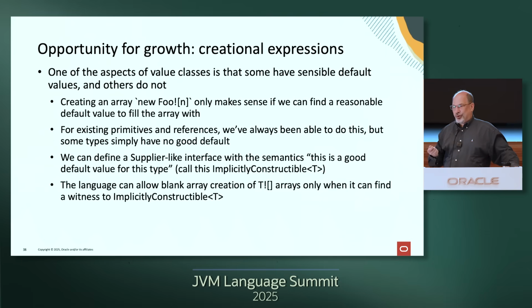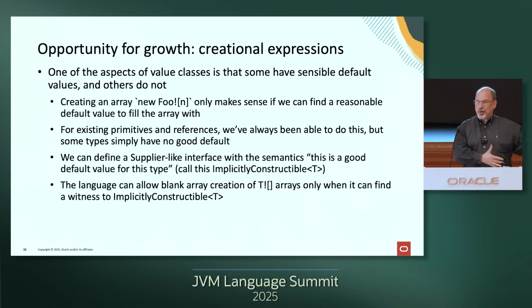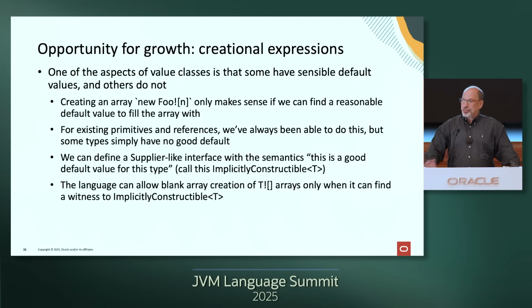And if it doesn't have a valid default, you'd like for the compiler to say, sorry, you can't allocate the array that way. You have to allocate it some other way that's going to ensure that there are valid values in the elements. And so how would we do this? Well, one way to do it is to have some kind of supplier-like interface that represents implicitly constructible, and have certain value types provide witnesses to I am implicitly constructible. And then the linguistic feature of new null restricted array is conditioned on, well, is there a witness to the implicit value? And this is really nice.